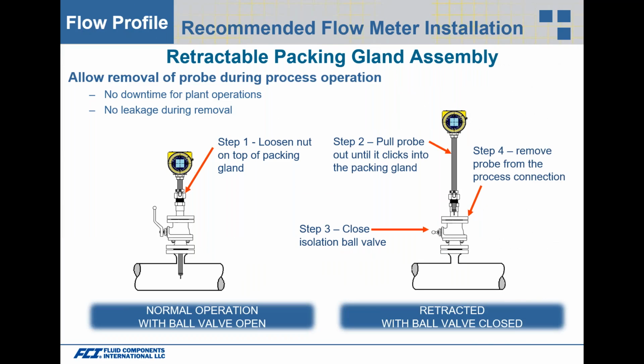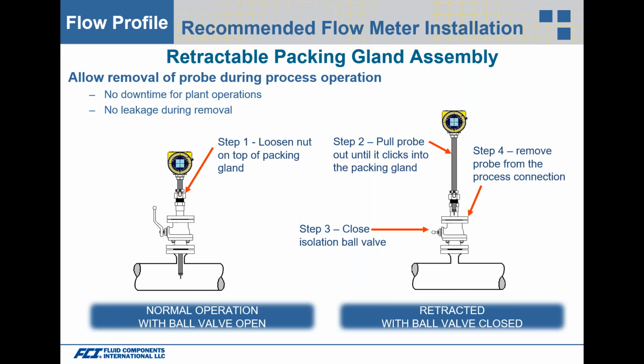And then some of the ideas about recommended flow meter installation. One of the things is if you are in a gas and you don't want that gas to have to shut down to take the flow meter out, highly recommended that you use a ball valve with a packing gland assembly that's located on the flow element itself. So here we've got a depiction of a flow meter that's inserted on the left-hand side, normal operation through a ball valve, and there's a packing gland located on that flow element that's flanged to the ball valve itself.